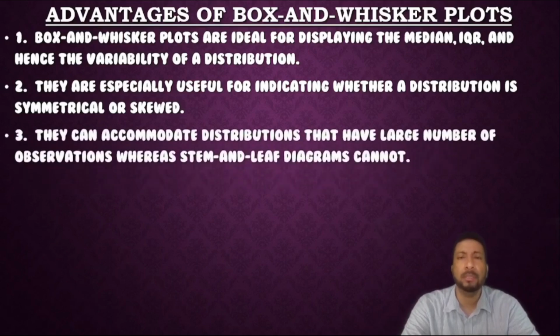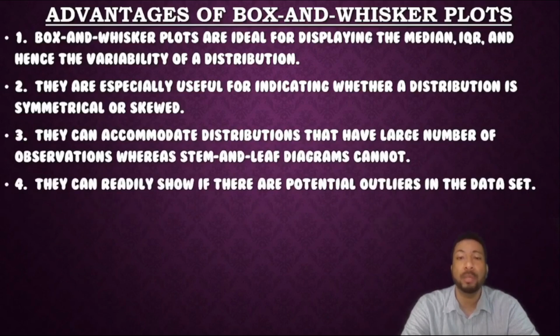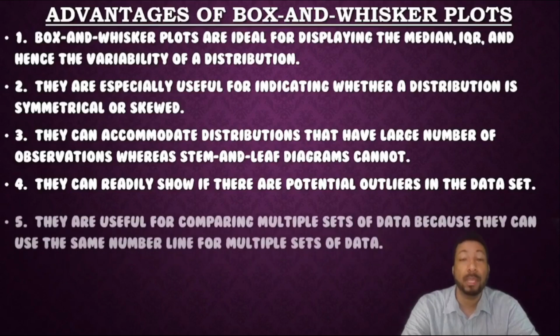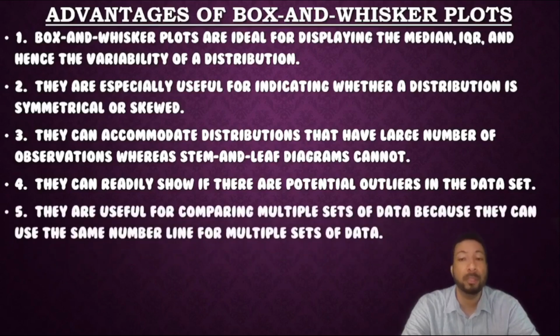They can accommodate distributions that have a large number of observations, whereas stem and leaf diagrams cannot. They can readily show if there are potential outliers in the data set. Was there somebody who scored really low, and all the rest scored rather high? Or was there somebody who scored really high while everybody else scored pretty much low? Things like that. They are useful for comparing multiple sets of data because they can use the same number line for multiple sets of data, just as we saw in our previous example.